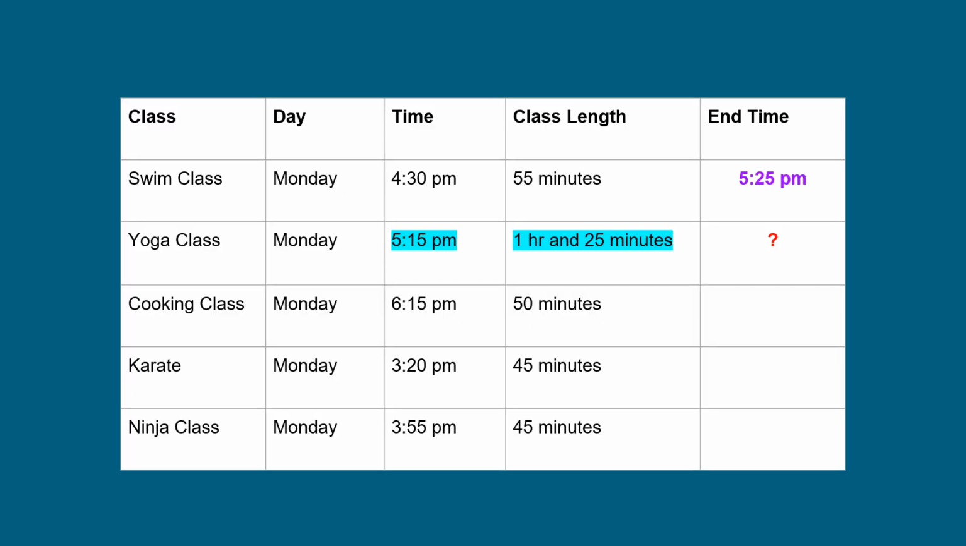Now, let's think about yoga class. Yoga has a start time of 5:15 p.m. and lasts 1 hour and 25 minutes. Use your paper and pencil or work it out in your head to find the end time for yoga.